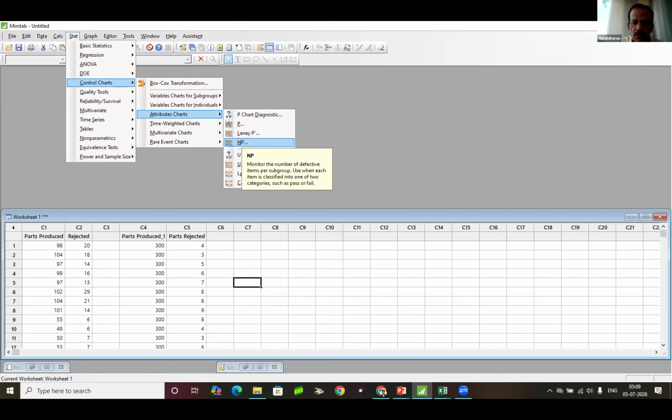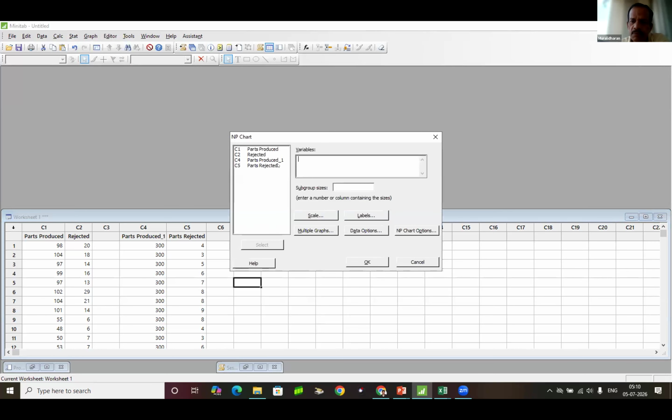Under Control Charts, Attribute Charts, the fourth one is the NP chart. In Variables, enter parts rejected, C5. And in the subgroup size, enter parts produced, C4. Then click on OK.